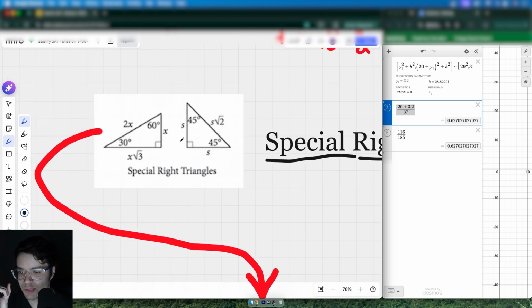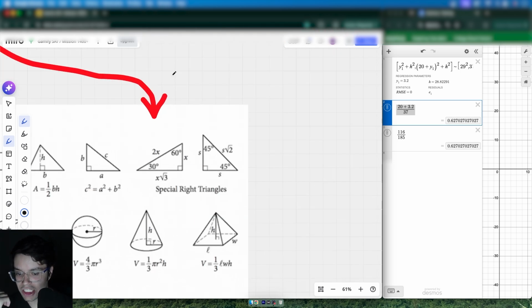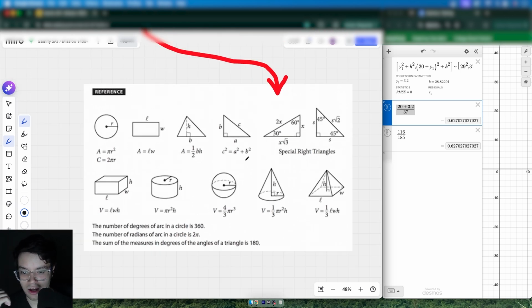Okay, so what they specifically are for the SAT is a 30-60-90 triangle and a 45-45-90 triangle. In case you ever forget what these are, they're actually on the formula sheet. So you can just go ahead and look at the top of your screen if you ever get confused or forget how this works.